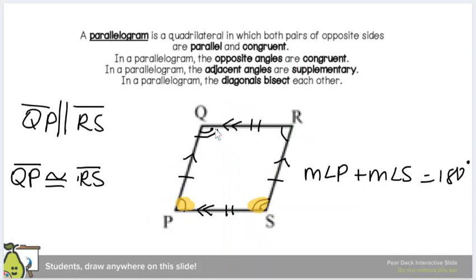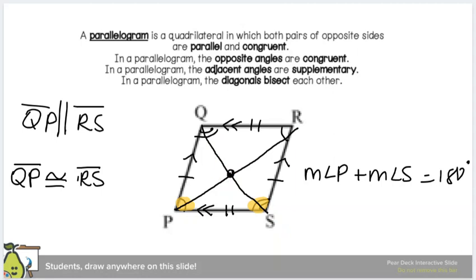And finally, the last property that we have in a parallelogram is that the diagonals will always bisect each other. So remember, the diagonals are drawn from one vertex to another that are non-adjacent. So P is not adjacent to R, so we can connect them to draw a diagonal. And we have another diagonal from Q to S. That means that these two diagonals are bisecting each other because this is a parallelogram.